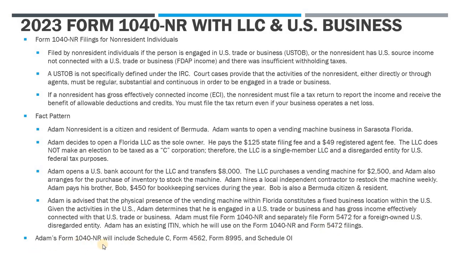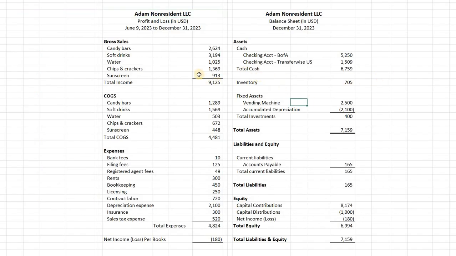So Adam's 1040 NR, when we get a closer look at it, we'll see we need the Schedule C, profit or loss from business. We'll need the 4562 for the depreciation expense on the vending machine. 8995 is that QBI deduction. Schedule OI is other information on the non-resident taxpayer. And so we'll look at all of these forms. So let's go through the financial statements briefly here.